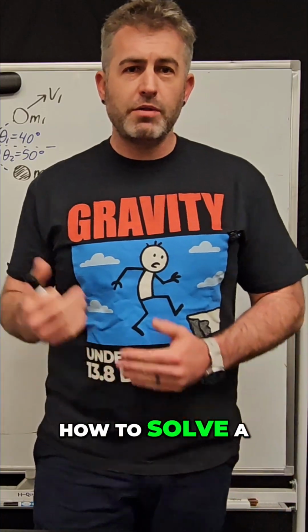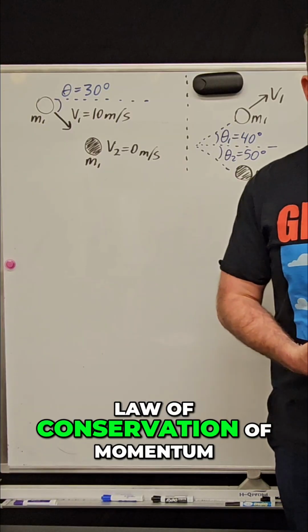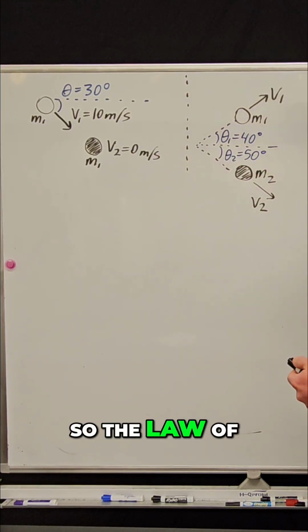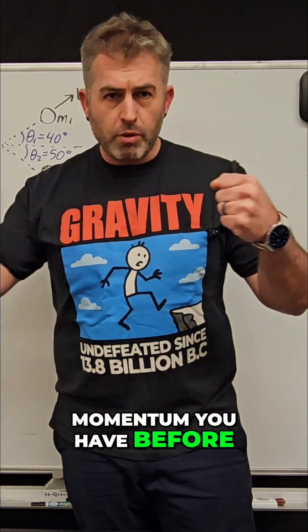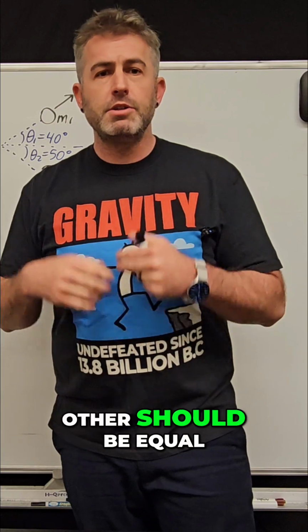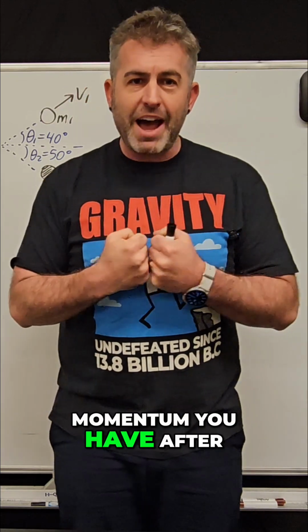I'm going to teach you how to solve a pool problem using the law of conservation of momentum. The law of conservation of momentum basically tells us that whatever momentum you have before objects crash into each other should be equal to the amount of momentum you have after the crash.